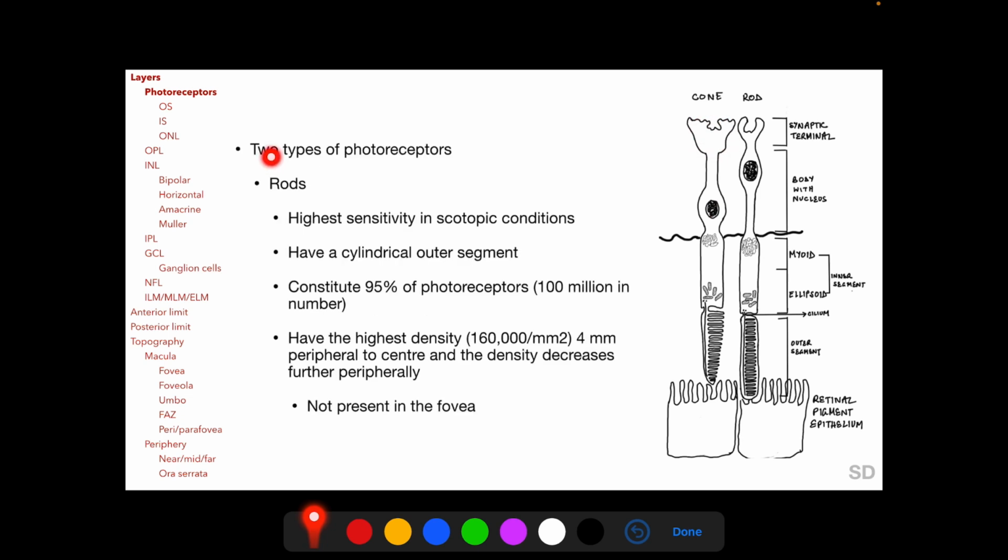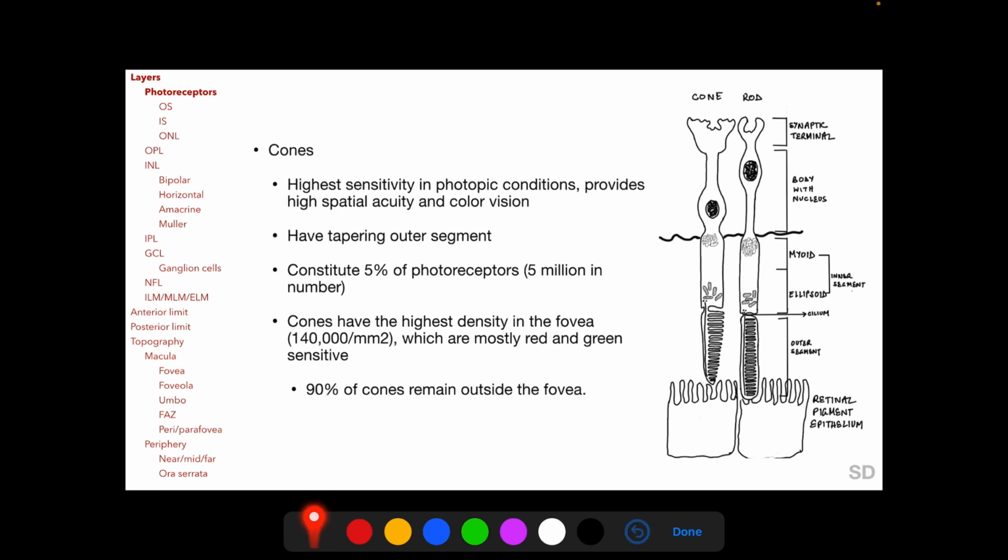There are two types of photoreceptors, the rods and the cones. The rods have the highest sensitivity in scotopic conditions, and they have a cylindrical outer segment. They constitute 95% of all photoreceptors in the retina and number around 100 million in a retina. They have the highest density 4 mm peripheral to the center of the fovea, and the density of the rods decreases further peripherally. The rods are not present in the fovea, the central area of 1.5 mm diameter of the retina, and this is very important to remember.